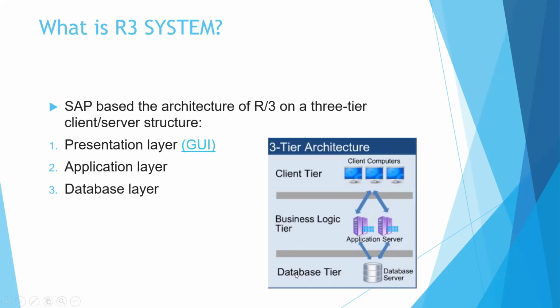Previously there was a two-tier architecture, and after that one more layer was added. So SAP is R/3 architecture as of now. The R/3 system is nothing but your presentation layer, the application layer, which looks after your business logic, and finally the database layer. This is all about R/3.